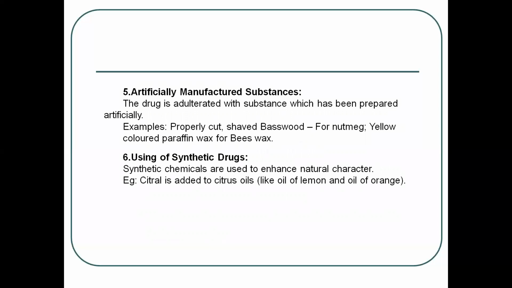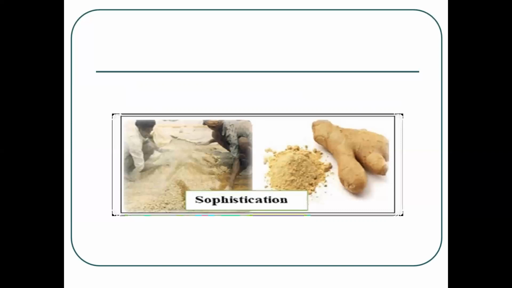What do we do in artificially manufactured? The drug is adulterated with a substance which has been prepared artificially. For example, properly cut, shaped basswood for nutmeg. Yellow colored paraffin for beeswax. Beeswax is substituted with yellow colored paraffin wax, colored and bleached so that we can use it like beeswax. Then use of synthetic drugs. Sometimes synthetic chemicals are also used to enhance the natural character. For example, citral is added to citrus oils to gain a similar smell, like oil of lemon and oil of orange, to which citral is added. This is sophistication of powders.